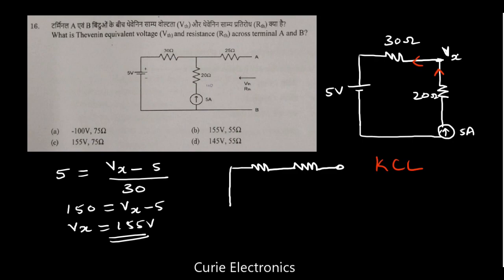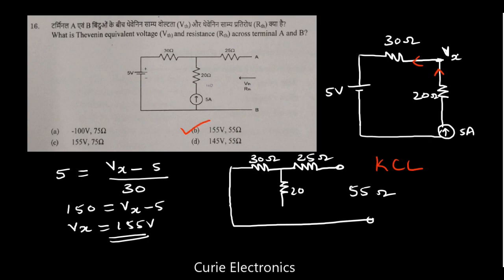So this is 25 ohm and this is 30 ohm. 20 ohm is there, but for the current source we have to open the circuit. So now what is the resistance? It is series. 30 ohm and 25 ohm are in series, so it is 55 ohm. So the right answer is option B.